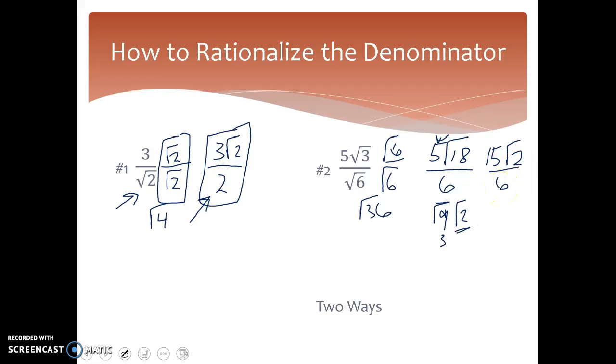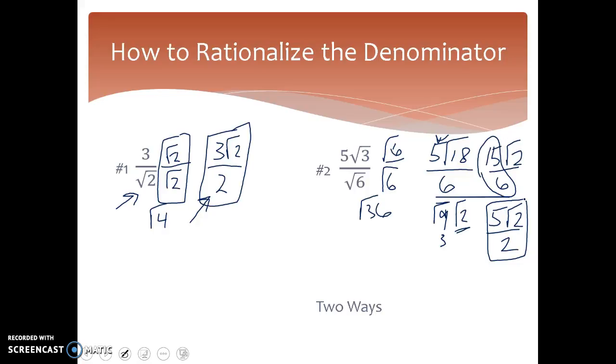And then we can simplify those two whole numbers. 3 goes into both of them. 3 goes into 15 5 times. I can't do anything with the square root of 2, and 3 goes into the 6 twice. So this would simplify to 5 radical 2 over 2.